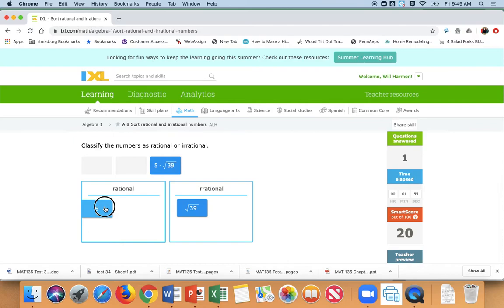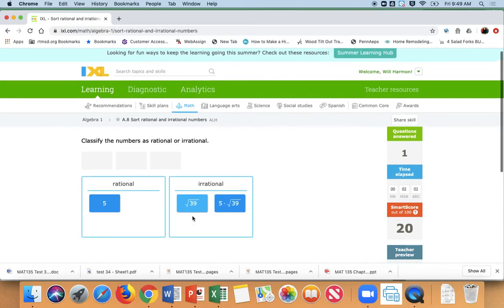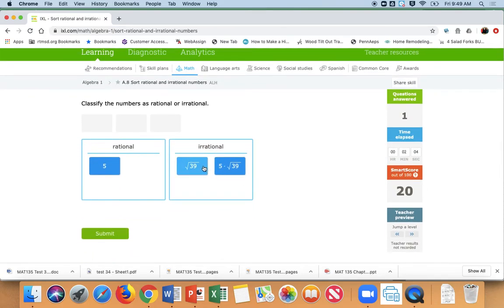5, well, that's rational. And then if we have a rational times an irrational, well, that's going to be irrational. Notice again, if you just break it down, there's a square root right there linked with the 5. So again, that's going to be a different way to look at that as being irrational.